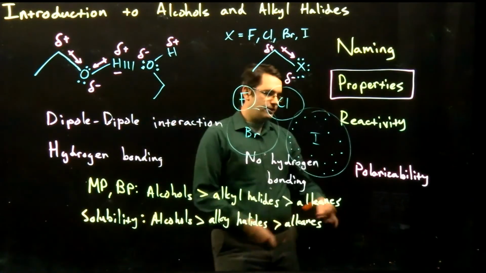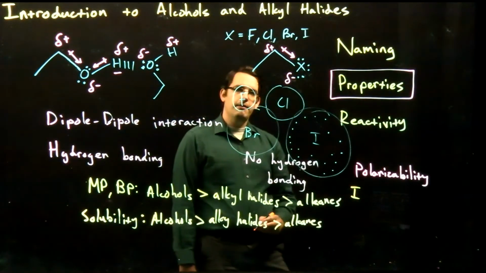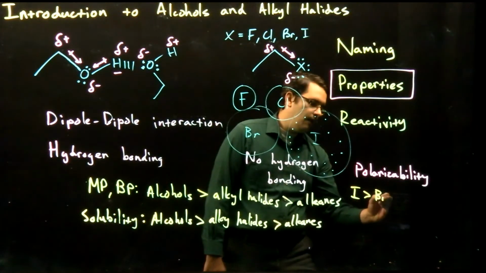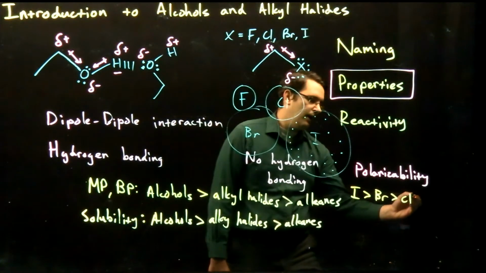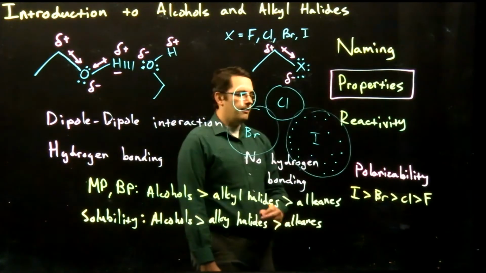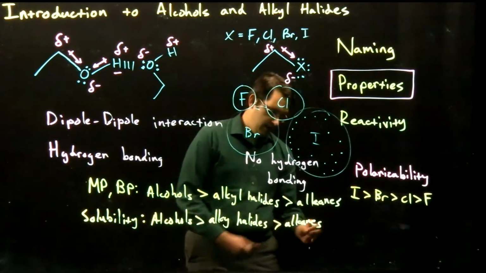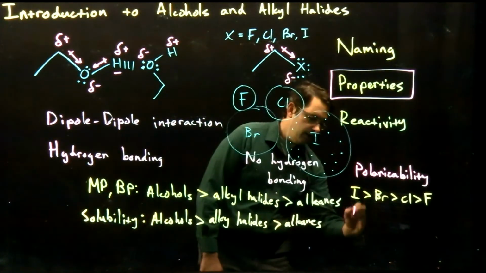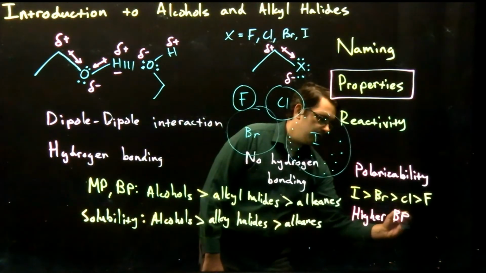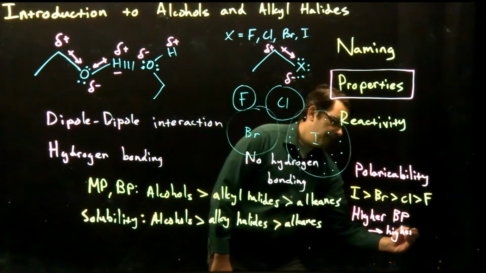So polarizability means that for our alkyl halides, our iodine-based alkyl halides will have a higher boiling point than our bromine, which will have a higher boiling point than our chlorine-based alkyl halides, which will have a higher boiling point than our fluorine. So this is the trend of our polarizability, and we can also say that a higher boiling point results when we have a higher polarizability.